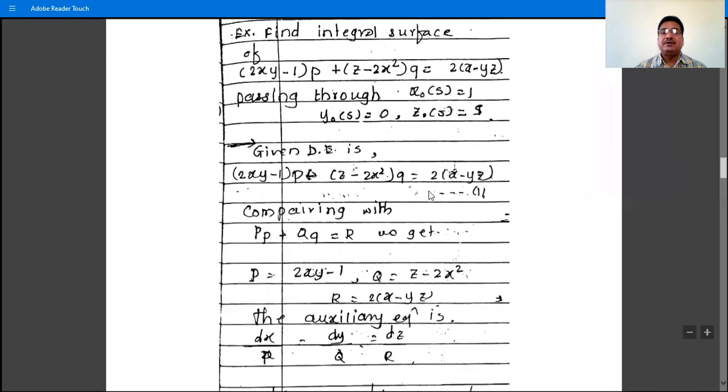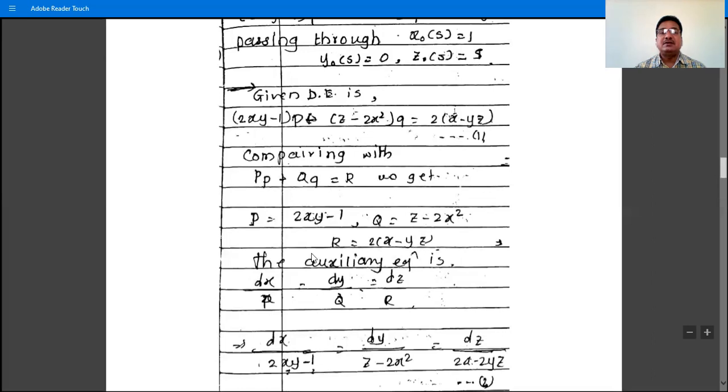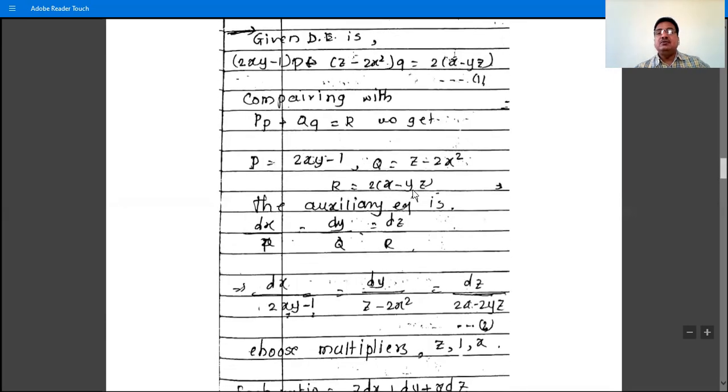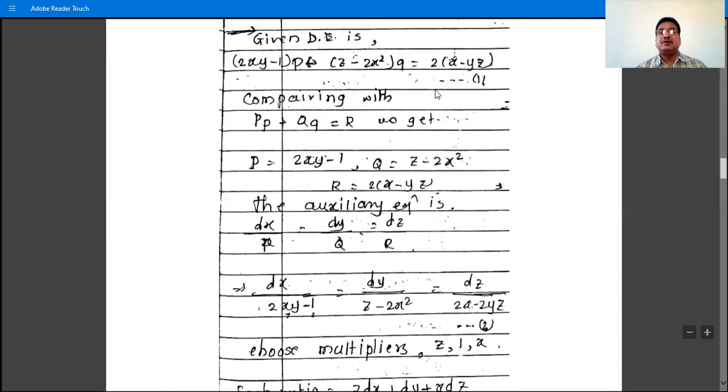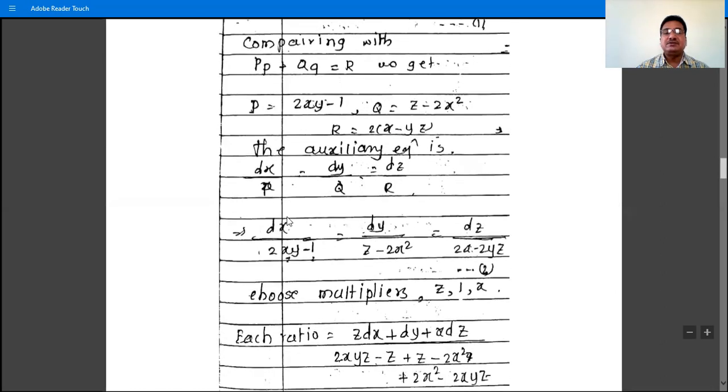Compare with Pp + Qq = R. We get P as 2xy - 1, Q as z - 2x², and R is 2x - yz. Then write the auxiliary equation. We have to find the general solution of this equation number 1. For that, write the auxiliary equation dx/P = dy/Q = dz/R, substituting the values of P, Q, R, and this is equation 2.